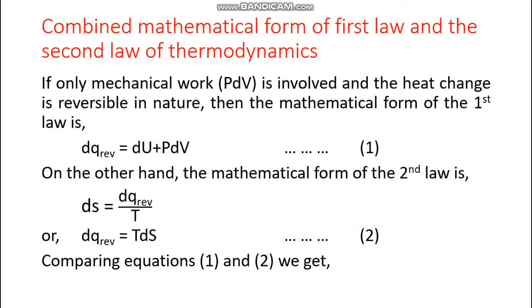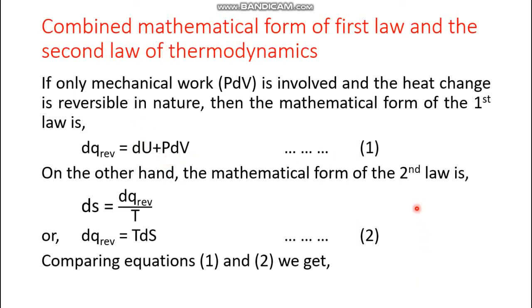So if only mechanical work, that means pdv, is involved and the heat change is reversible in nature, then the mathematical form can also be written as dq reversible equals du plus pdv. So this is equation number 1.